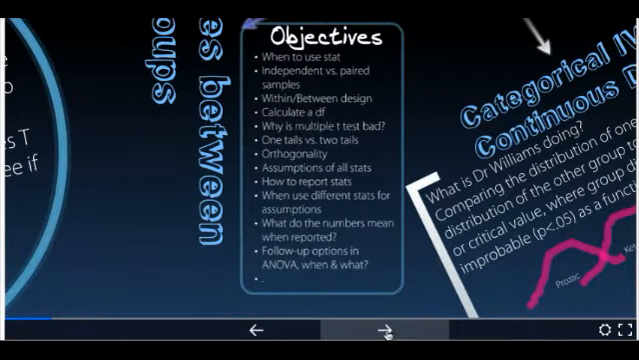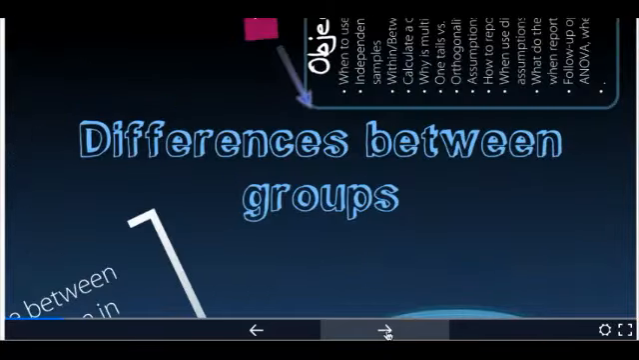So here are our objectives. I just went over some of those. It's the same thing. We are primarily looking at differences between groups and trying to determine, with the probability of p .05, if those differences are caused by the independent variable, or if there's not a difference between the groups.